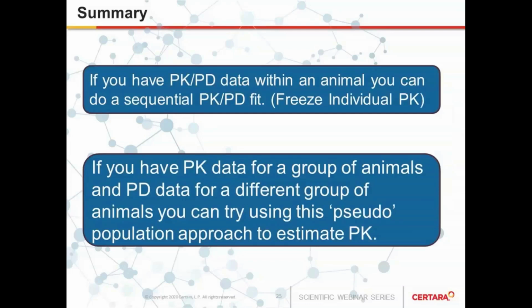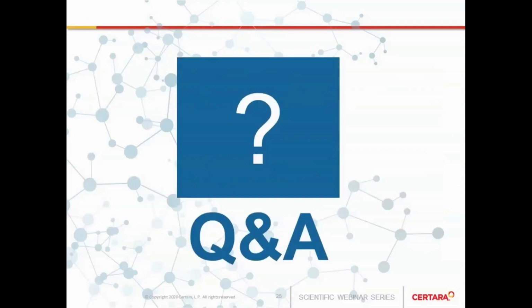In summary, if you have PKPD data within an animal, you can do a sequential PKPD fit, that is by freezing the individual PK. And if you have PK data for a group of animals and the PD data for a different group of animals, you can try using a pseudo-population approach to estimate your PK. Let's finish off my presentation. If you have any questions, please do ask.